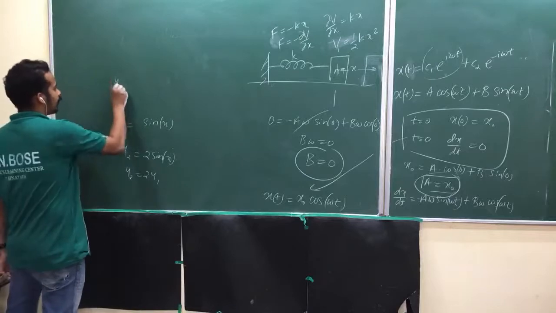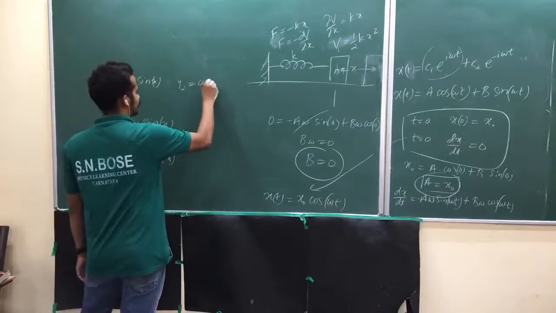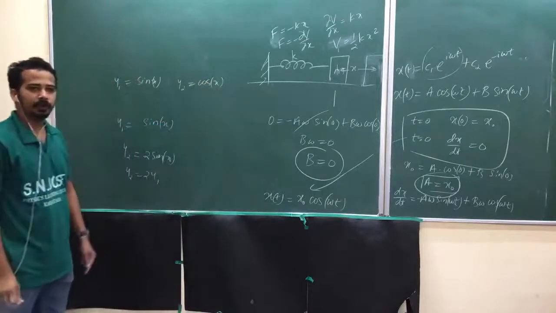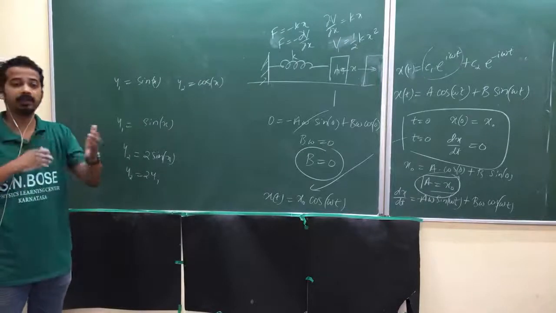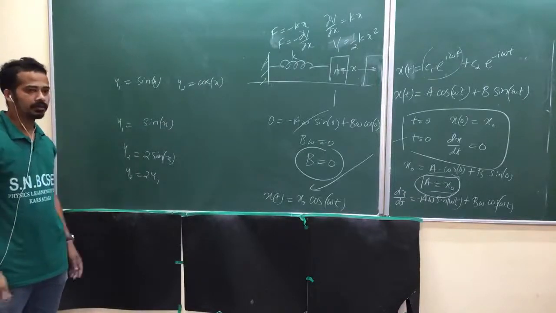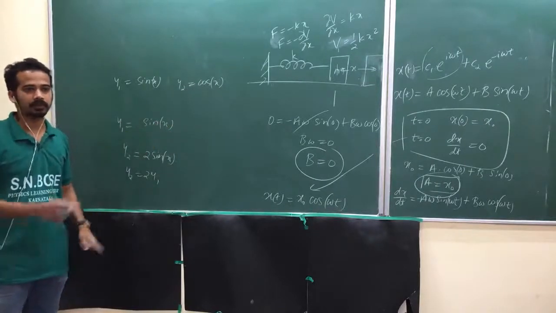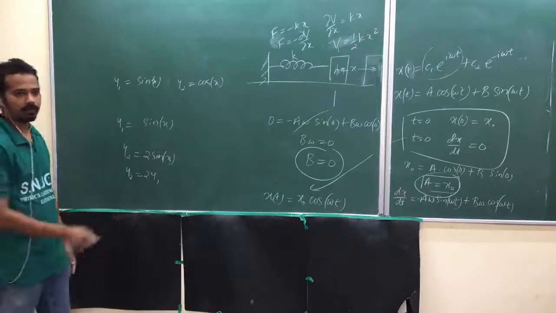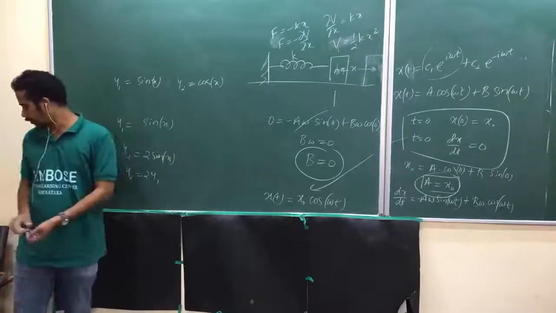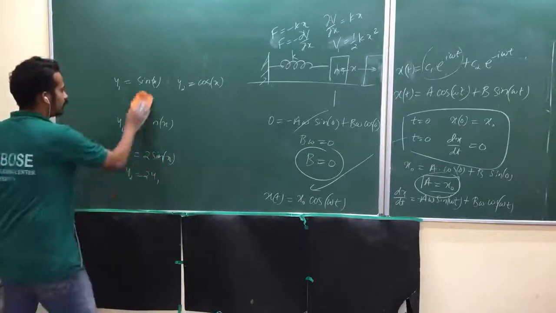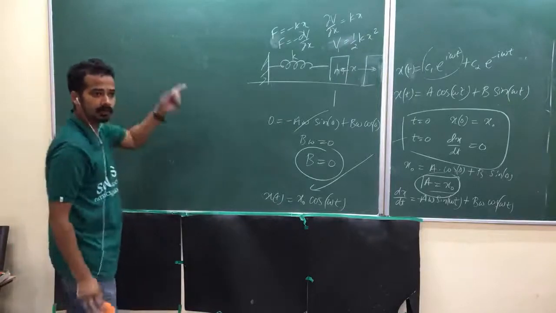Now suppose y1 is equal to sin x, and y2 is equal to cos x. Is there any possible way of writing y2 in terms of y1? I am talking about a linear relationship. You don't say cos can be written as root of 1 minus sin square x. That is not a linear relationship. Now we can say these are linearly independent. Usually a second order differential equation will have two linearly independent solutions. These two, sin and cos, are linearly independent.